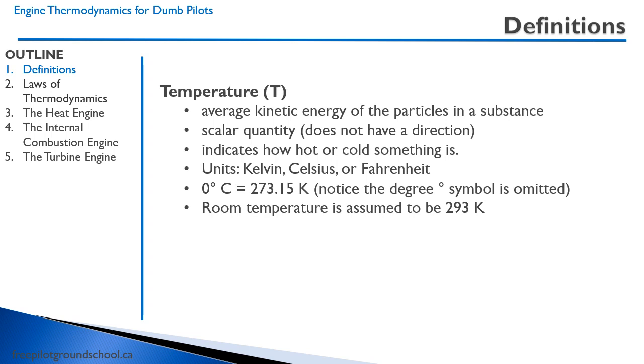We have different units. We have Kelvin, Celsius, Fahrenheit, and there's also another odd unit called Rankine, which is to Fahrenheit what Kelvin is to Celsius. Okay, so 0 degrees Celsius is 273.15 Kelvin, and room temperature is assumed to be 293 Kelvin.